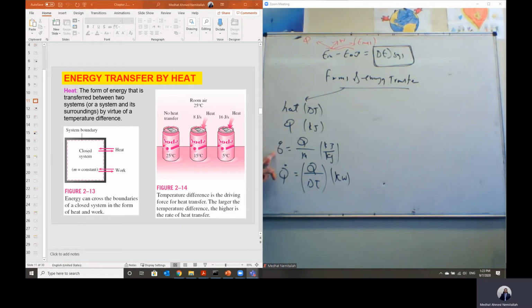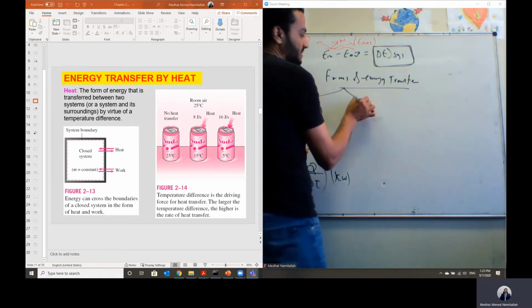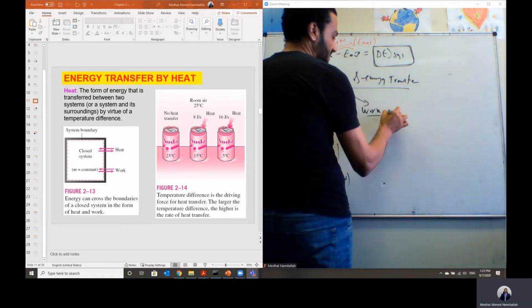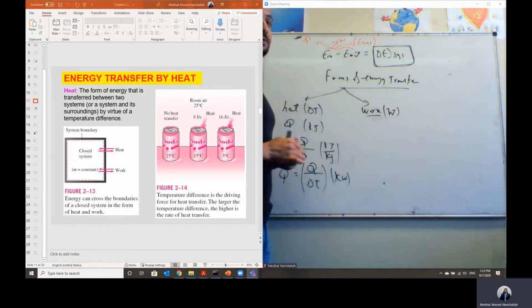But in this course, this Q small is the heat transfer per unit mass, which is kilojoule per kilogram, or we can consider the rate of heat transfer Q dot, which is the total heat transfer Q divided by the time delta T. Also, the second mechanism of energy transfer: energy can transfer by work. It has the symbol W capital.